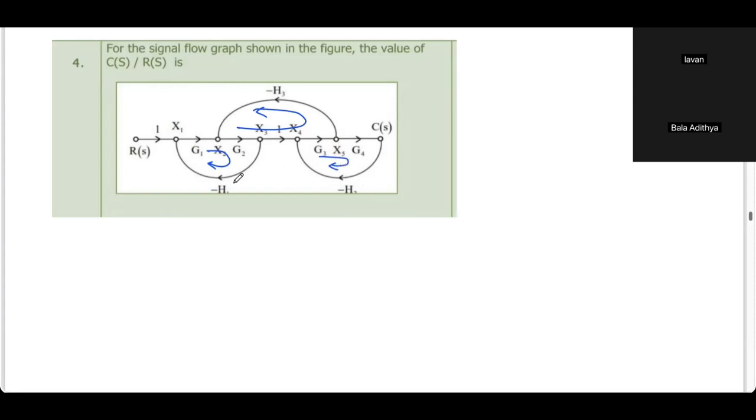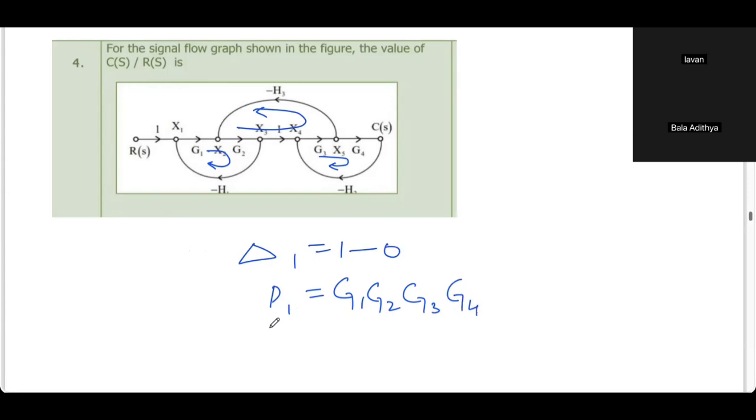This is H1, this is H2, this is H3. Any other loop? No, sir. How many forward paths? Only one. Any loop not touching the forward path? All are touching, sir. So delta 1 is 1 minus 0. P1 is G1, G2, G3, G4.